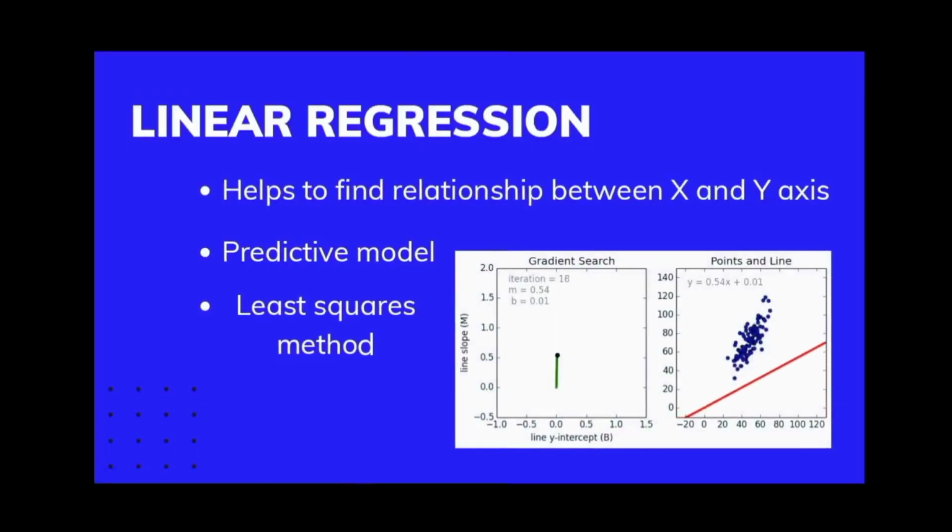What is linear regression? Linear regression helps to find the relationship between the x and y axes, and is also called a predictive model, which can be found using many methods. Of these, I am using the least square method to solve the given problem using the given dataset.